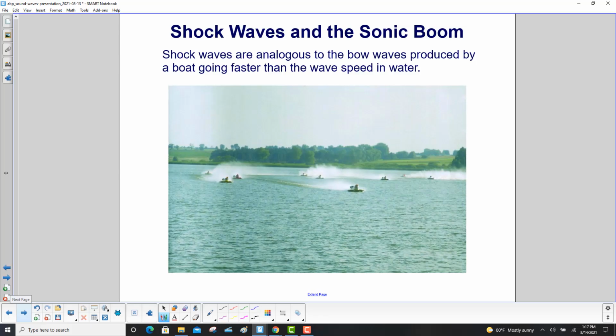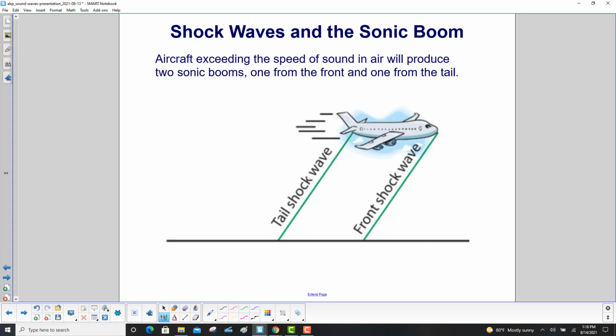Shock waves are analogous to the bow waves produced by a boat going faster than the wave speed in water. Aircraft exceeding the speed of sound in air will produce two sonic booms, one from the front of the airplane and one from the tail end of the airplane.